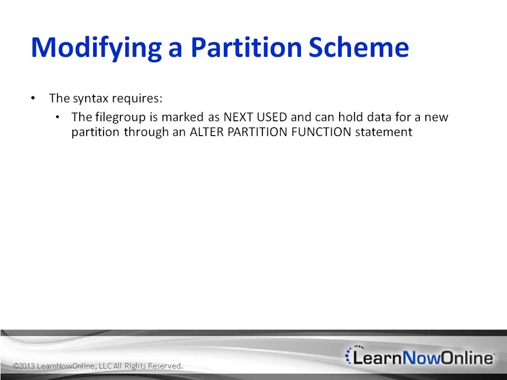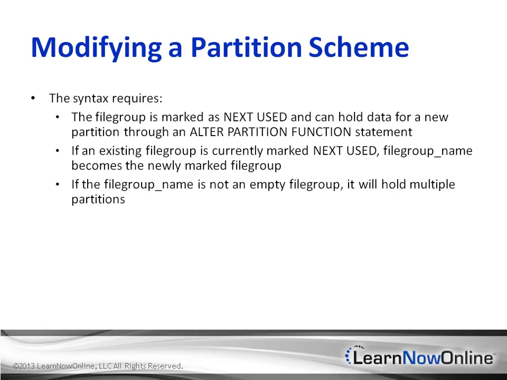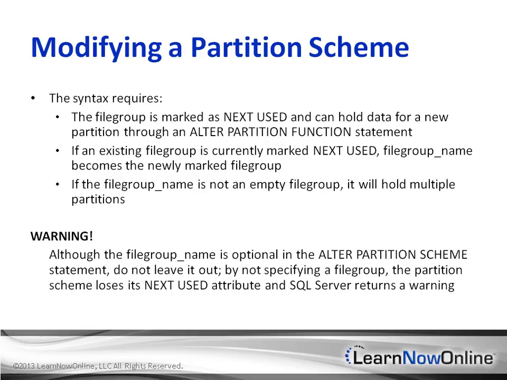That syntax requires us, though, to have a file group marked as next use so that it can hold the data for the new partition. If there already exists a file group marked as next use, then the file group name becomes the newly marked file group. However, if the file group name is not an empty file group, now realize that that file group will be holding multiple partitions. But here's a warning. The syntax indicates that the file group name is optional, but don't leave it out. If you don't specify the file group, the partition scheme will lose its next used attribute, and SQL will return a warning.